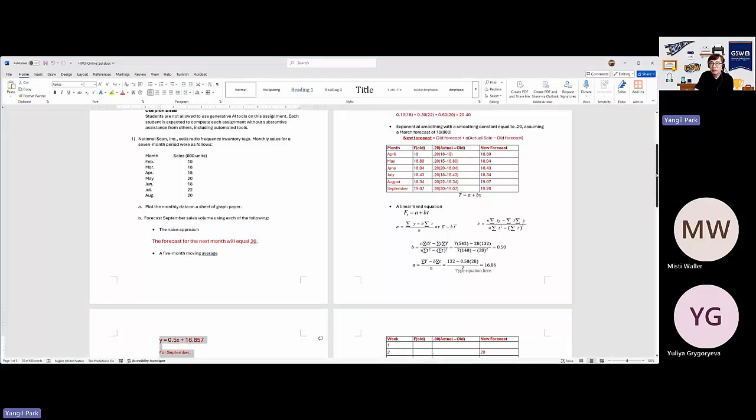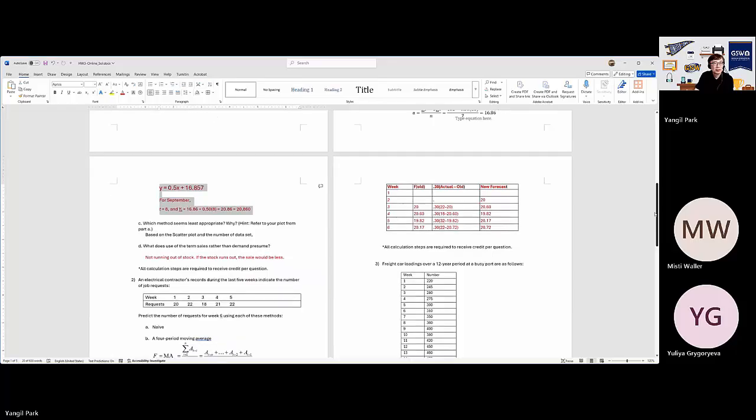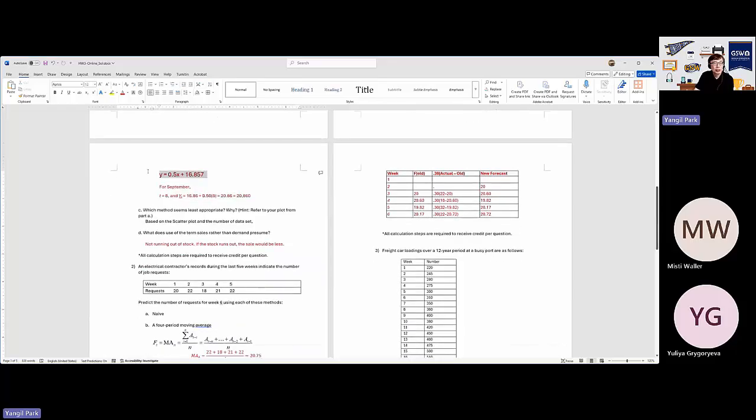So that was the linear equation. Once you have the equation, you plug in, because we're looking at period number 8. Just plug 8 into the equation, and you get 20,860 for September.